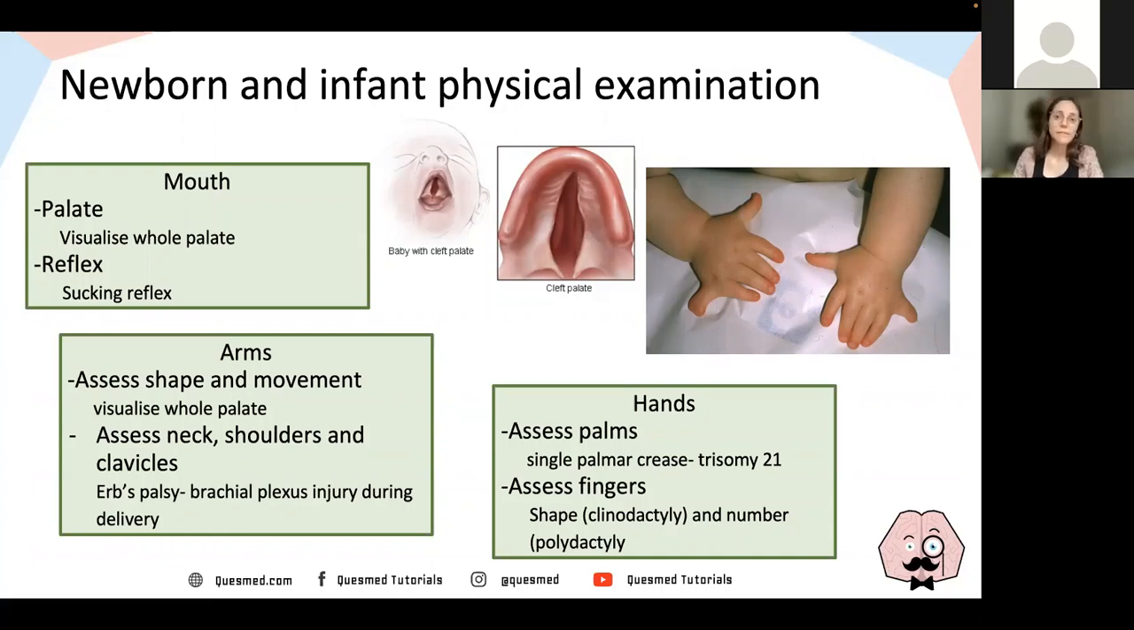And then for palms, check for single palmar creases, quite a big one for Down syndrome and trisomy 21, and then have a look whether there's any extra fingers or maybe some missing.